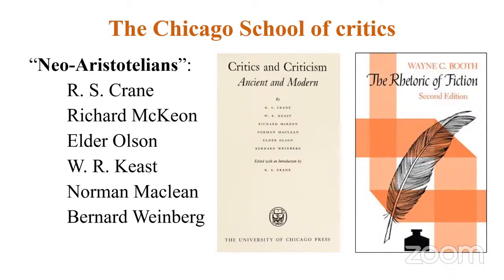And the most famous essay collection produced by the Chicago School of Critics is Critics and Criticism, subtitle Ancient and Modern. This collection was edited and introduced by R.S. Crane, who is considered the head of this group. And the members also contributed their own essays to this collection. So in the next exam, question setters might ask who wrote this essay.